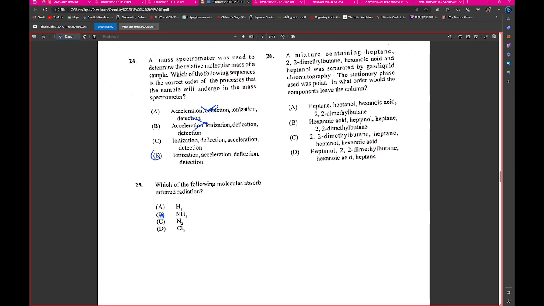Right. The mixture containing heptane, 2,2-dimethylbutane, hexanoic acid, and heptanol was separated by gas liquid chromatography. The stationary phase used was polar. In what order would the components leave the column? C.